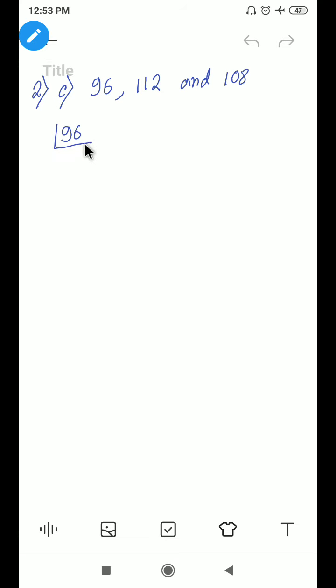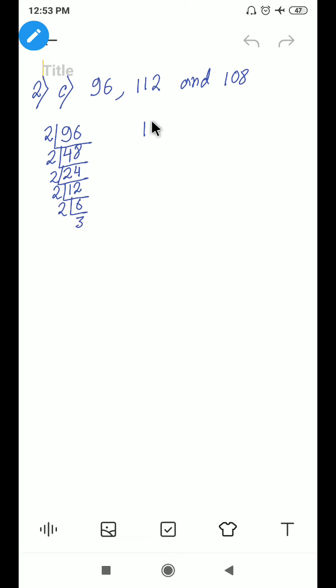Which is the smallest prime divisor of 96? That will be 2. If you divide this number by 2, you will get 48. Again 2 is a divisor of 48, so dividing by 2 you will get 24. Again by 2, you will get 12. Again this number is divisible by 2, you will get 6. Again by 2, you will get 3.